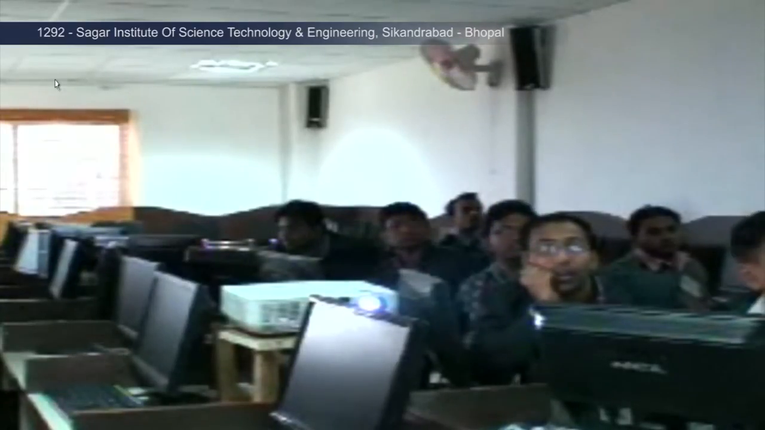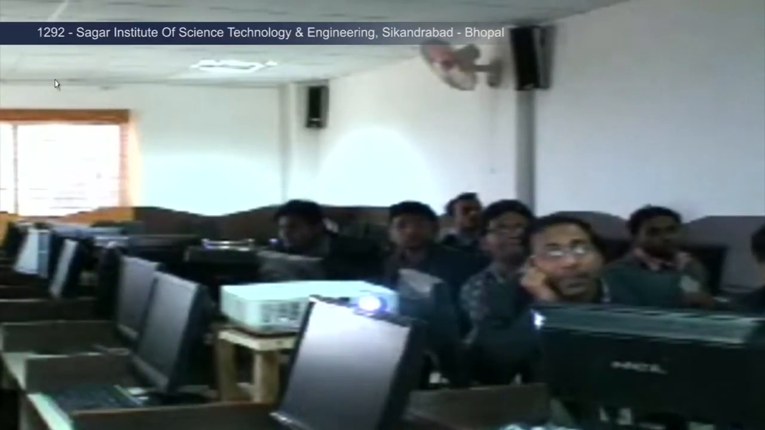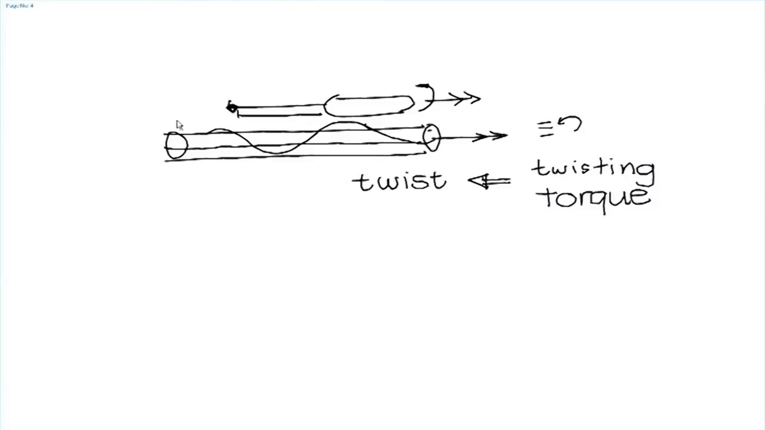Sir, a beam is supported at two ends. One is a pin joint, a pin support, and the next is a roller support inclined at 30 degrees with the horizontal. Roller support inclined at 30 degrees with the horizontal.